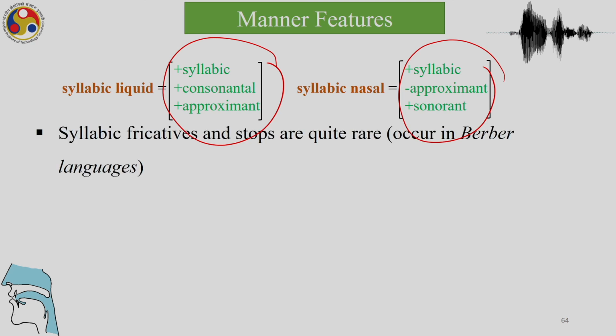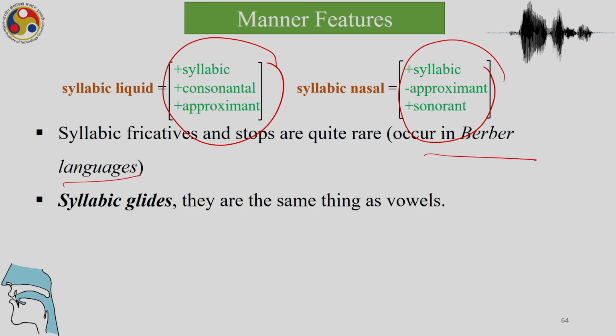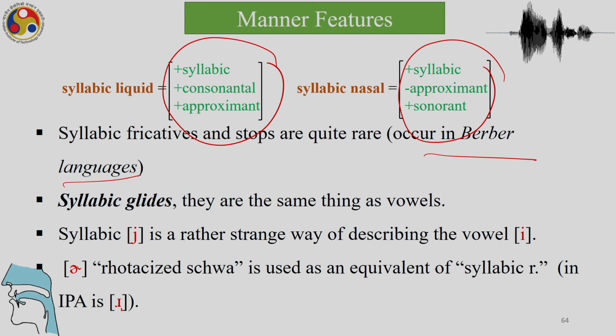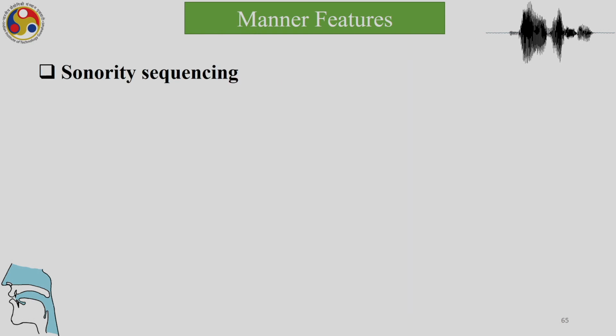Syllabic fricatives and stops are quite rare. They occur in languages like Berber and some Slavic languages, and syllabic glides are the same thing as vowels. Syllabic y is a rather strange way of describing the vowel i. And rhotacized schwa is used as an equivalent of syllabic r.